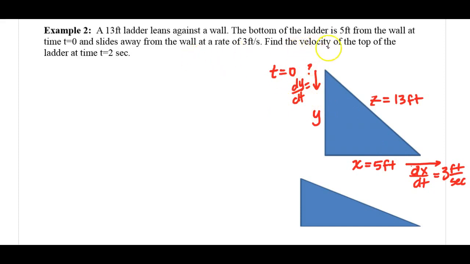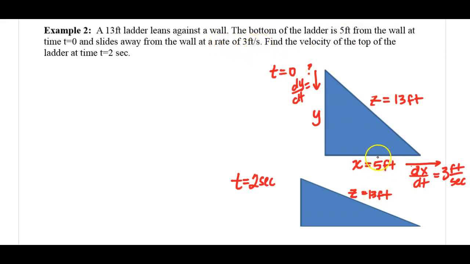So we want to know how fast the velocity of the top of the ladder is moving at t equals 2 seconds. But our diagram, that's when t equals 0. So that's why I have this second triangle drawn here, because I have to think about what's going on at t equals 2 seconds. Well, the ladder's not changing, so z is still going to be 13 feet. That's the same. But after 2 seconds has passed, they started out as 5 feet from the wall, and I'm pulling it away at a rate of 3 feet every 1 second.